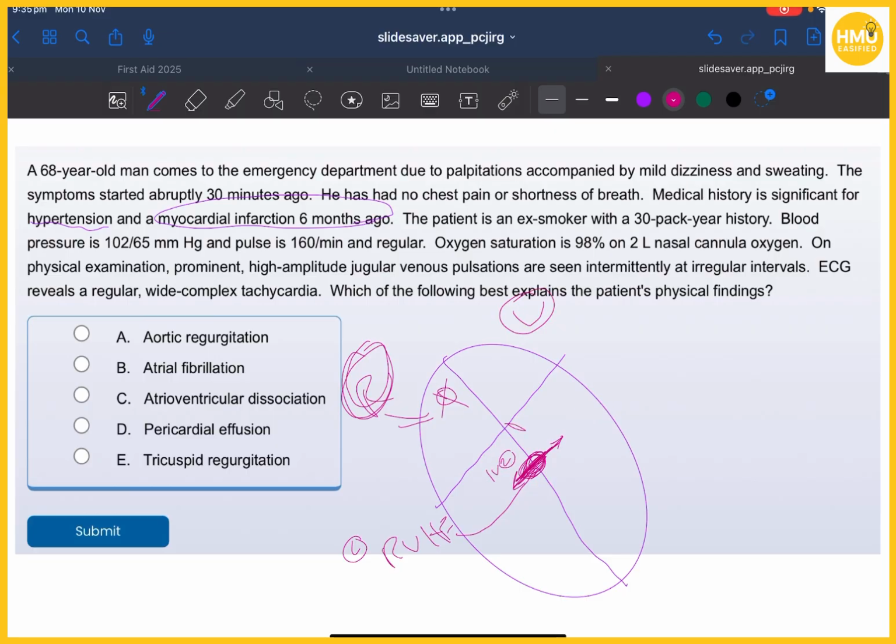The third complication is papillary muscle rupture, which may cause mitral valve abnormalities. The fourth complication is basically a free ventricular wall rupture. And the fifth complication is ventricular aneurysm.